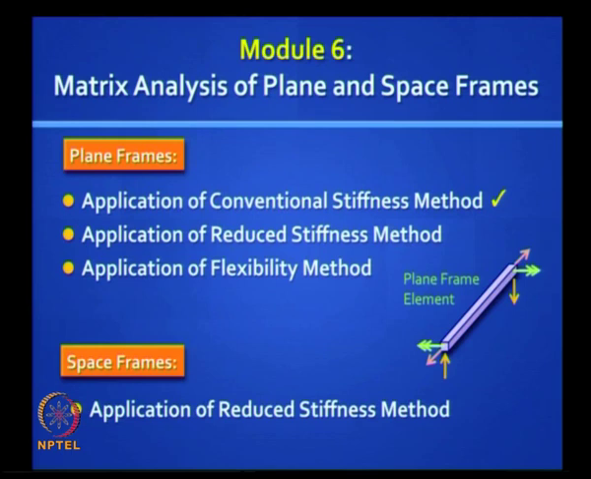So the space frame element is the most generic, most complex element that you can get in matrix analysis. It is a very powerful element. As you can see, you have 6 degrees of freedom at each end of the element. So you have 12 degrees of freedom, which takes care of bending about 2 orthogonal planes, vertical plane and horizontal plane, which takes care of torsion, and which also takes care of axial force.